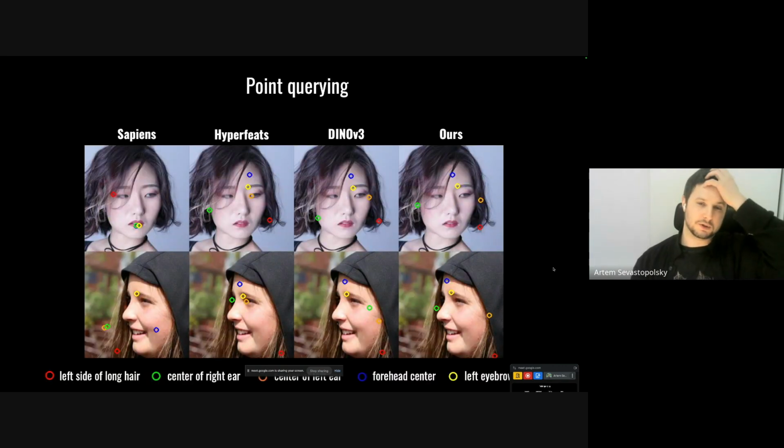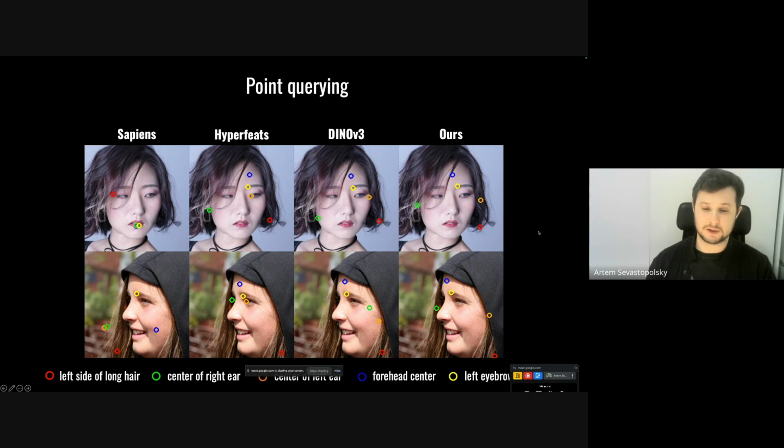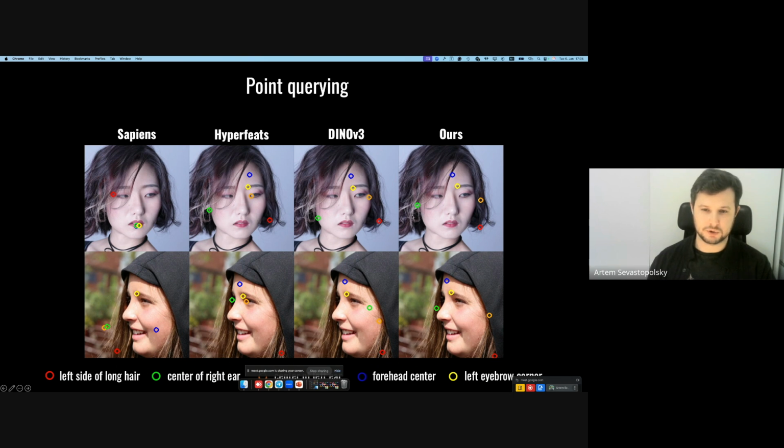The first benchmark we consider is point querying. Here we compare our method to these three baselines that we just described, and what you can look at here is the semantic location of the points. We have 5 sample points that we found in the canonical space by manually picking them, and you can see the description below. And if you compare them to other baselines, for instance, Sapiens makes quite a lot of mistakes with these points, likely because the embeddings are very high dimensional.